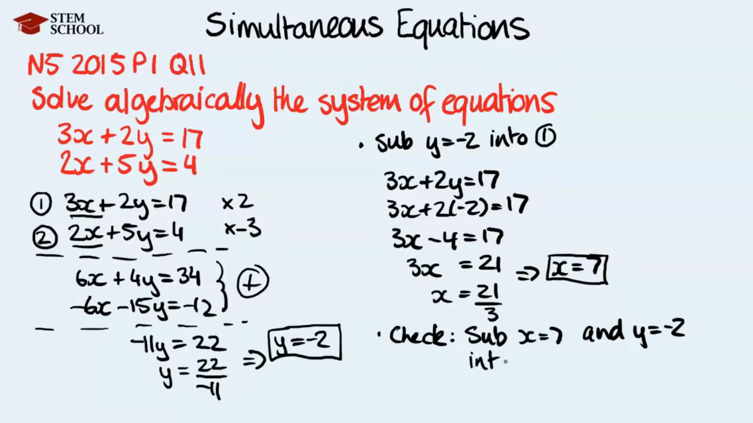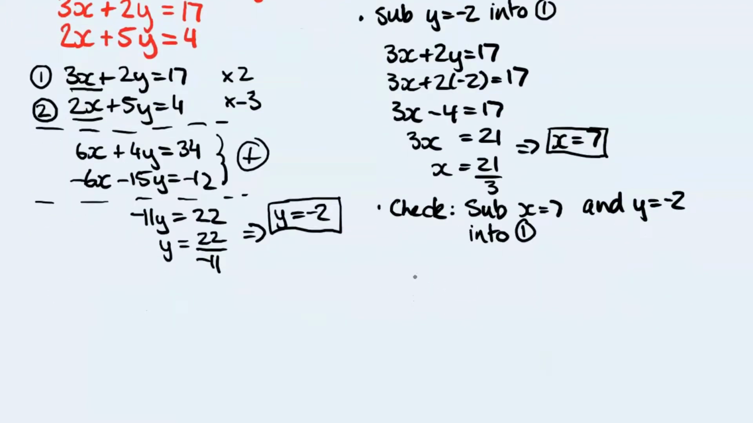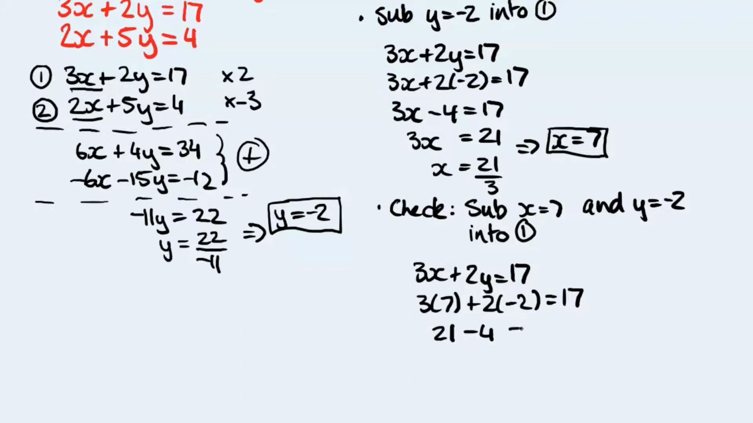So let's substitute both of these variables into equation 1 just to keep it going. So what is equation 1? It's 3x plus 2y is equal to 17. Okay, so let's substitute these in. 3 times, x is equal to 7 and y is equal to minus 2, and that's equal to 17. So 3 times 7 is 21. Then 2 times minus 2, so that'll be minus 4. So 21 take away 4 is 17, which is equal to 17.